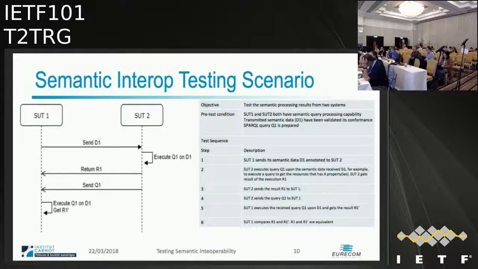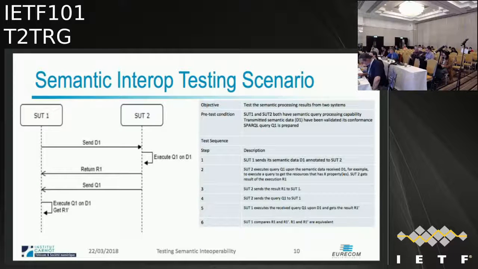So I tried to represent a very basic scenario using two systems under test here. And in this particular test, our objective is to test the semantic processing results from the two systems. So consider SUT1, it sends a piece of semantic data, let's call it D1, to SUT2. And SUT2 runs a query Q1, a SPARQL query Q1 on top of D1. And then SUT2 sends back the result R1 as well as the query Q1 to SUT1.